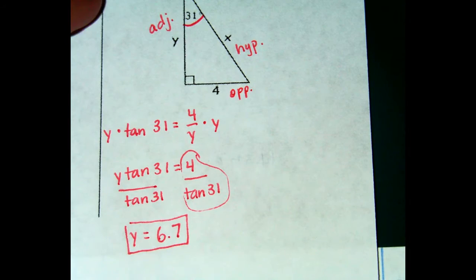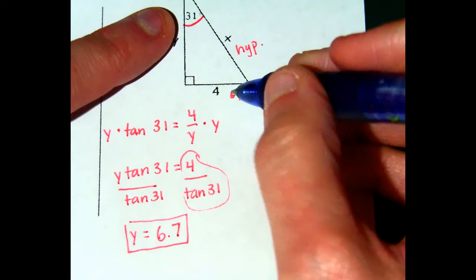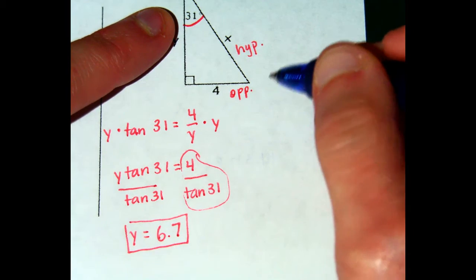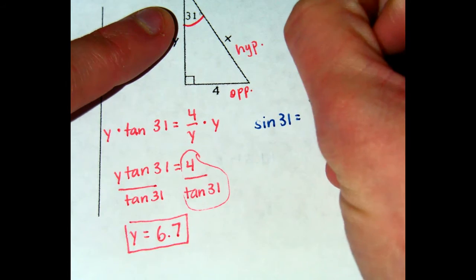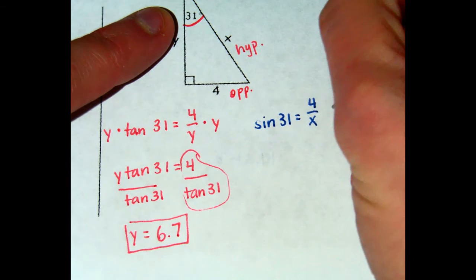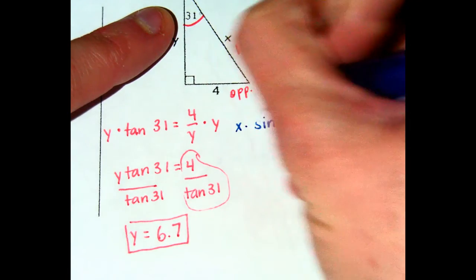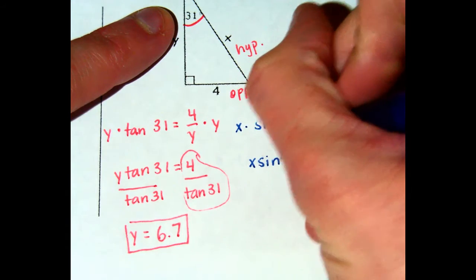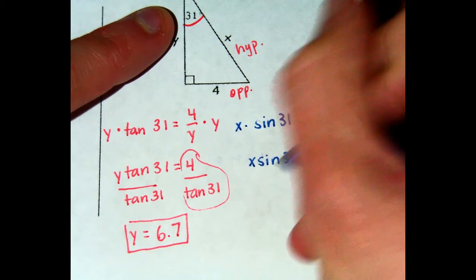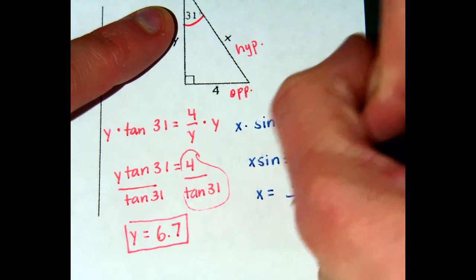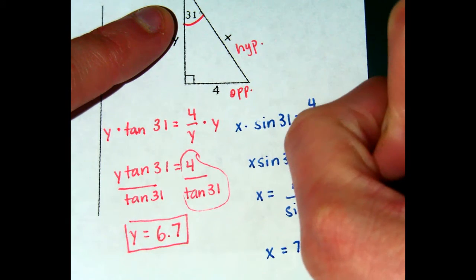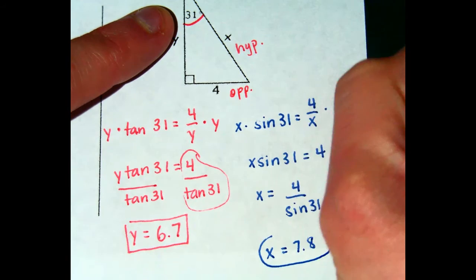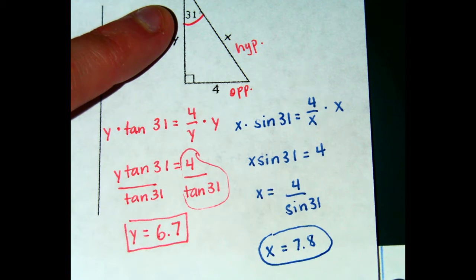Okay, there is one solution there. We need to find x. Alright, again, we have 4. Which ratio is opposite and hypotenuse? So sine of 31 equals 4 over x. X sine of 31 equals 4. What did you type in? Which gives you, what'd you do? Use cosine of what?